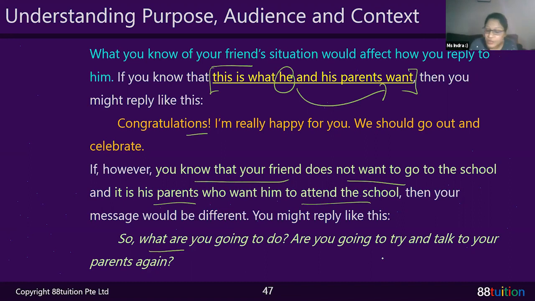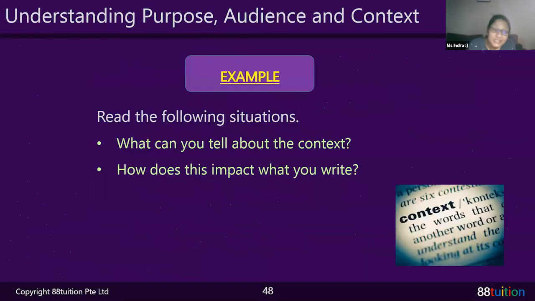So what are you going to do? Are you going to try and talk to your parents again? So this would definitely help in terms of how you frame your reply to him, whether or not you understand the situation that he is in. Okay, students? Now, what can you tell from the context, and how does this impact what you write?